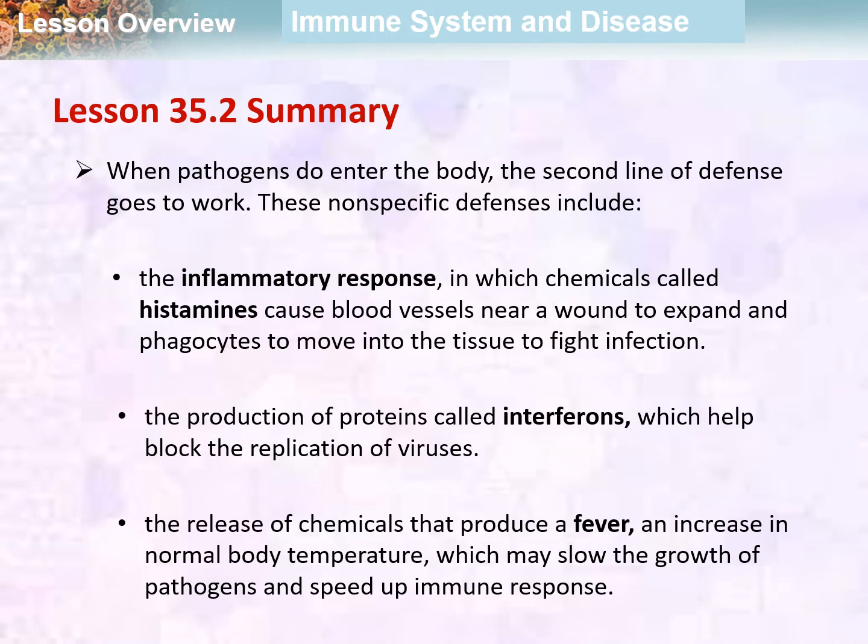When pathogens do enter the body, the second line of defense goes to work. These nonspecific defenses include the inflammatory response, in which chemicals called histamines cause blood vessels near a wound to expand and phagocytes to move into the tissue to fight infection. The production of proteins called interferons, which help block the replication of viruses. The release of chemicals that produce a fever, an increase in normal body temperature, which may slow the growth of pathogens and speed up immune response.